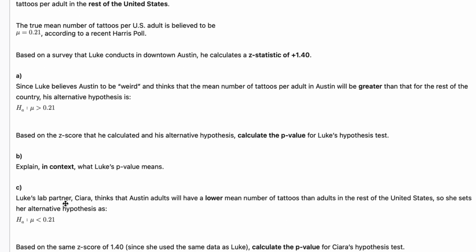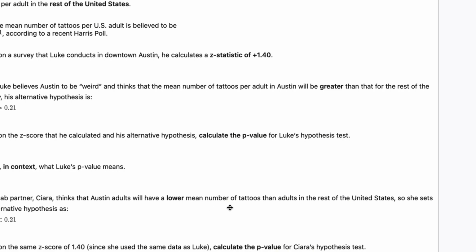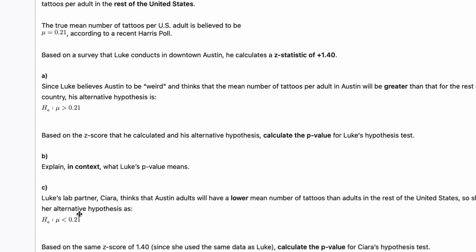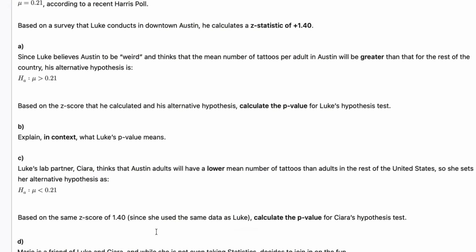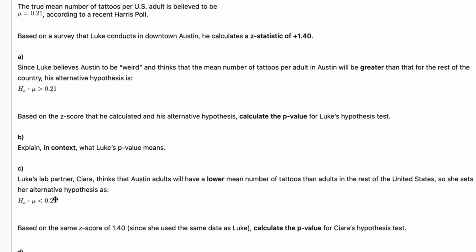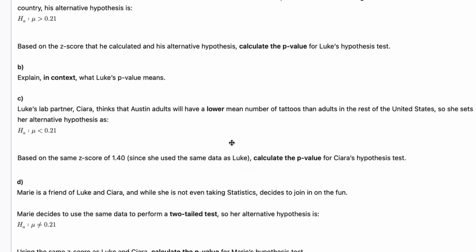Part C, Luke's lab partner, Clara, thinks that Austin adults will have a lower mean number of tattoos than adults in the rest of the United States, so she gets her alternative hypothesis as this. Based on the same z-score of 1.4, since she used the same data as Luke, calculate the p-value for Clara's hypothesis test. Because Clara says it will be less than this, we can just grab the same z-score and put it into the left region, which will be 0.9192. If you do the same thing on your calculator, you will get that number.